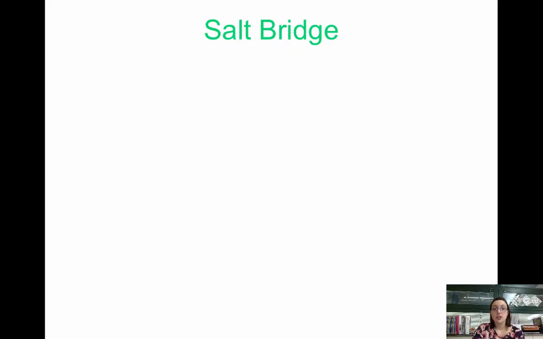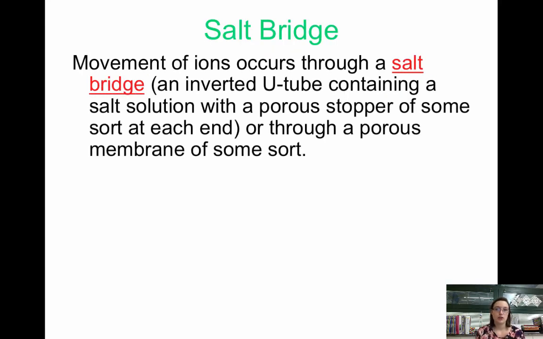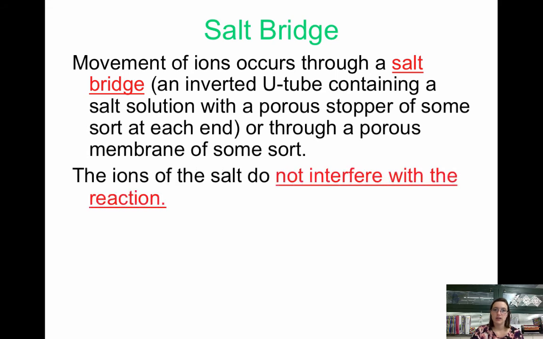So what we actually use to keep everything neutral is what's called a salt bridge. So the movement of ions occurs through a salt bridge, which is usually an inverted U-shaped tube that contains some sort of salt solution. And what it has is some sort of porous disc or a porous membrane to allow anions and cations to flow. So the ions of the salt don't interfere with the reaction. Okay? The ions simply make it neutral.